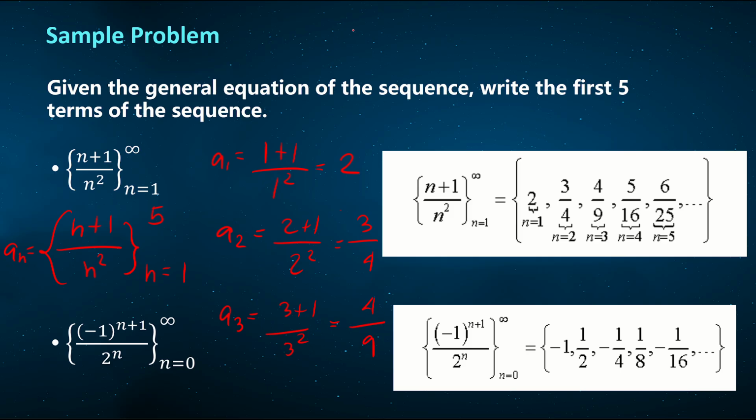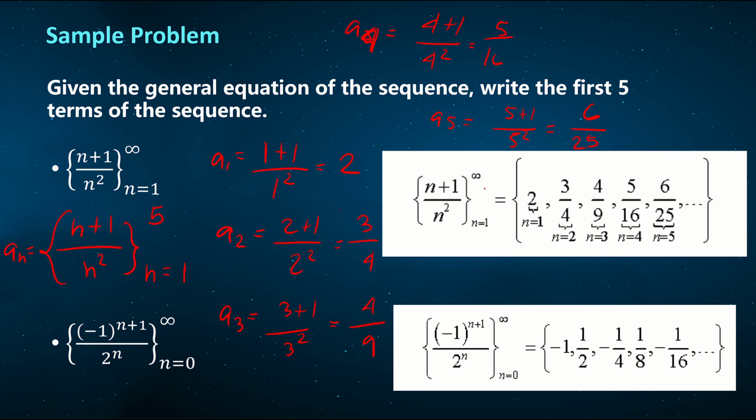A sub 4, let me write here at the top. We have 4 plus 1 over 4 squared, and that is 5 over 16. A sub 5, we have 5 plus 1 over 5 squared, that is equal to 6 over 25.